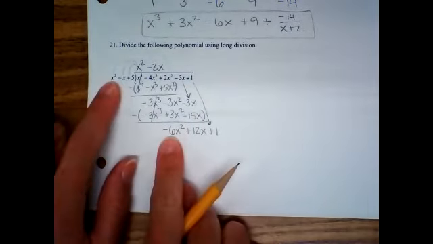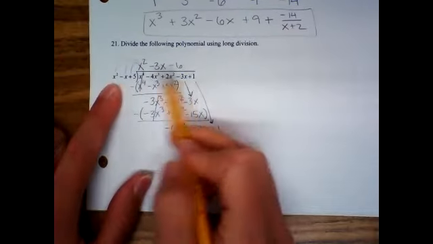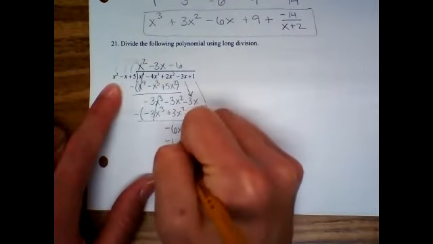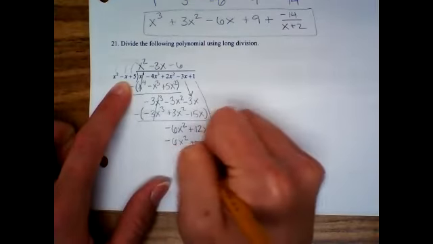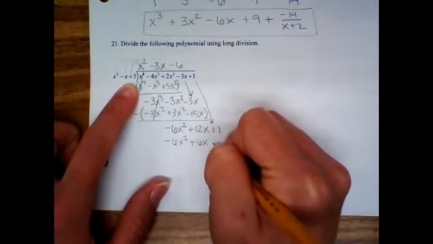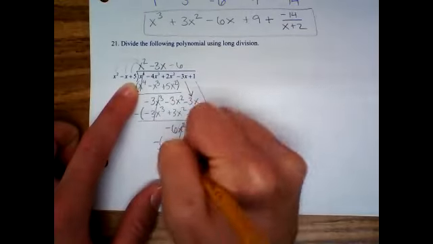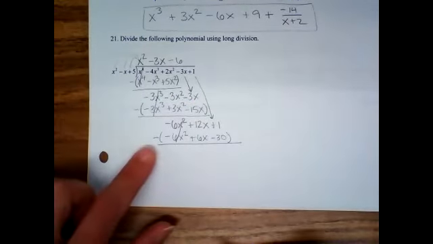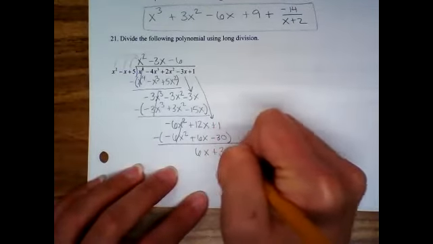What are we going to multiply by for the last time through? Good, -6. Distribute the -6. You'll get -6x squared plus 6x minus 30. Subtract, and whatever you get left here is your remainder, which will be 6x plus 31.